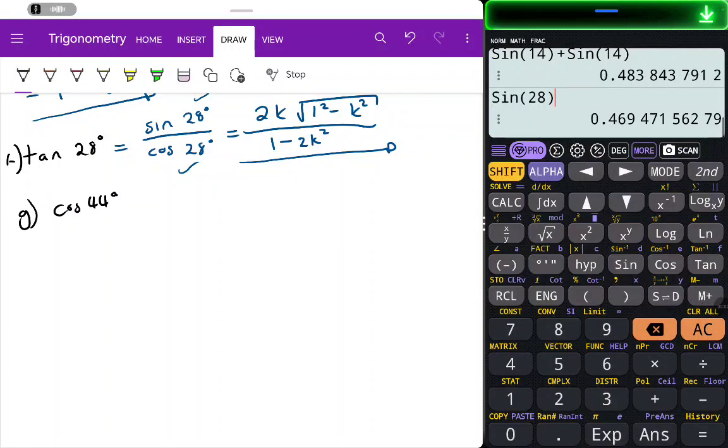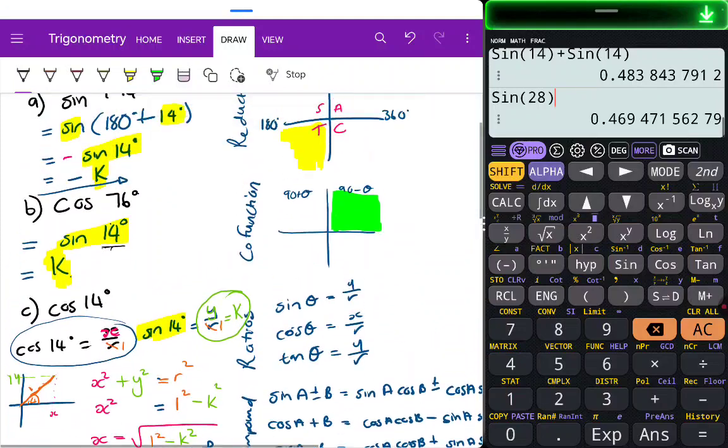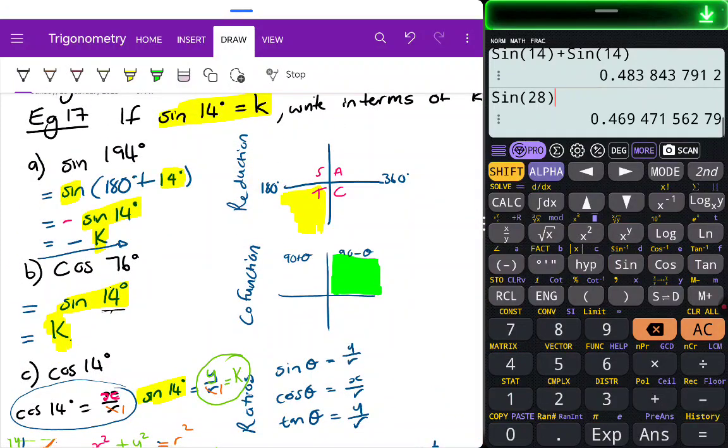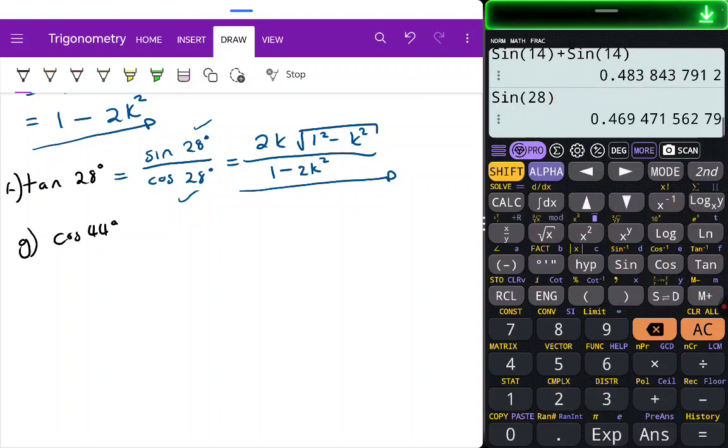All right, now we have question G, cosine of 44 degrees. Okay, so we're in an acute angle, which means we're not doing our reduction. Reduction is 180 and 360. We could be doing a cofunction, so let's have a look. Cofunction is 90, right? So cos of 44, 90 minus 44 gives us 46. Can I do anything with 14 and 46?